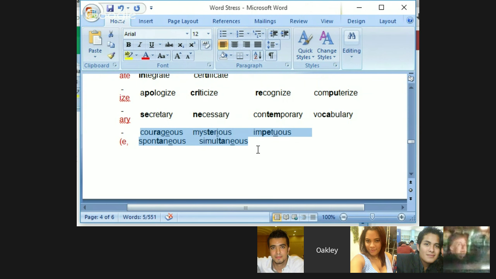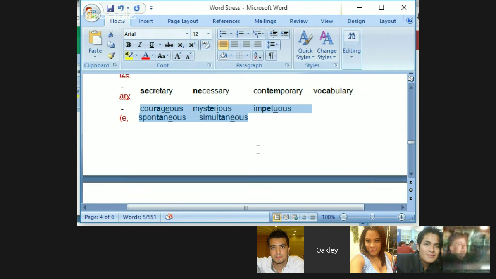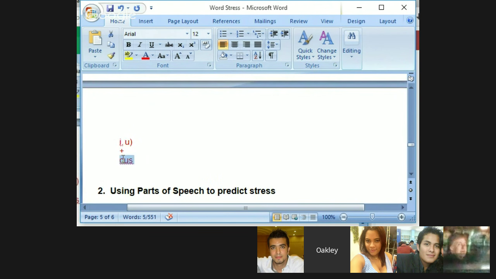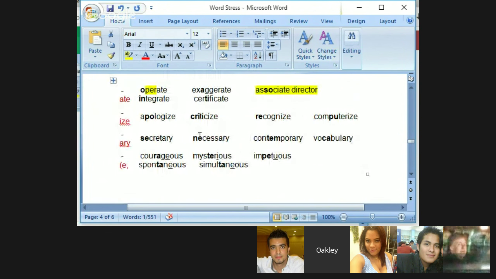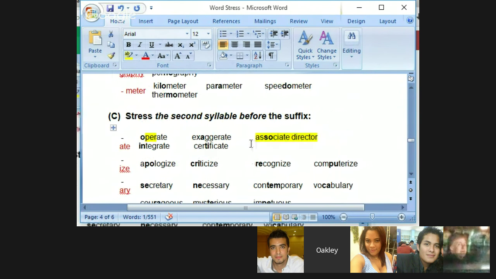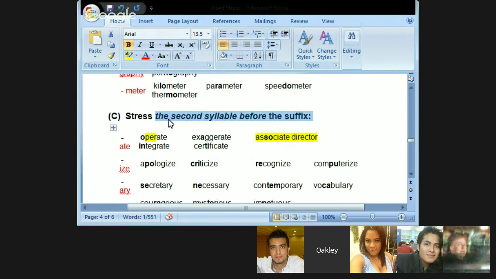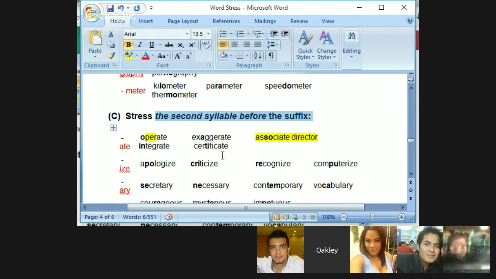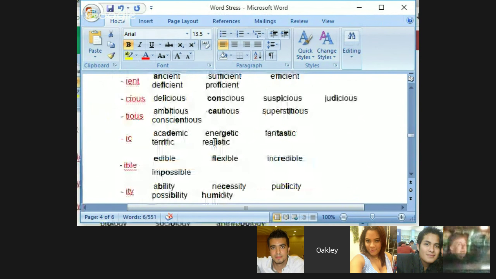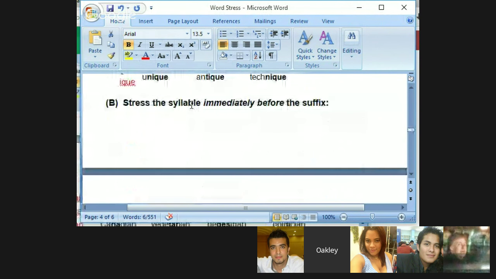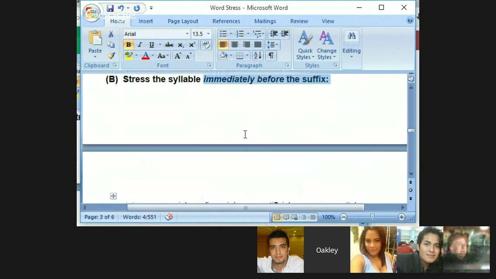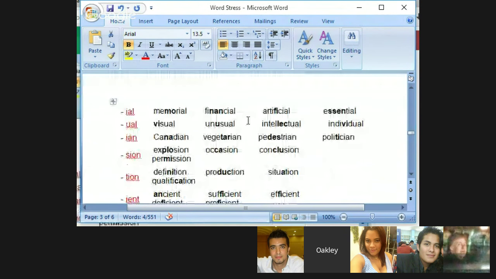What kinds of words are all of these? What kind of words? These are adjectives. They are all adjectives. Definitely. So you see this, yes. Really, it's any vowel plus OUS. When you see this, it's definitely going to be an adjective. All right, this is a very small group that's moving it two syllables forward. The big group is this one that has the stress moving one syllable forward, immediately before the suffix.